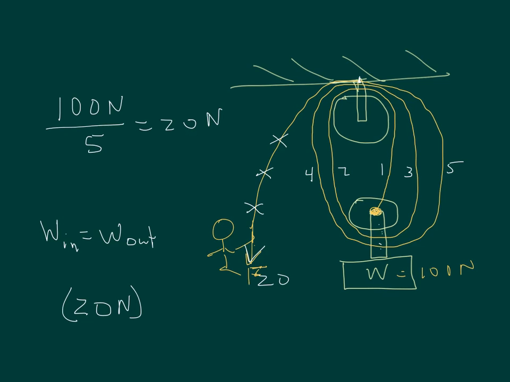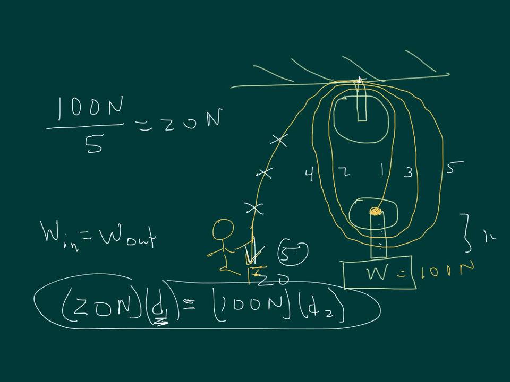But the work in is going to be that 20 newtons times the distance you have to pull it, right? And that's going to be equal to 100 newtons times the distance this moves. We'll call this D1 and D2. So we can see very quickly that if these two are equal to each other, then we do pull with 20 newtons here, but we have to pull 5 times as much rope in order to get the weight to come up. So the weight will move 1 meter, and we'll pull out 5 meters of rope, so that the work in is always equal to the work out.